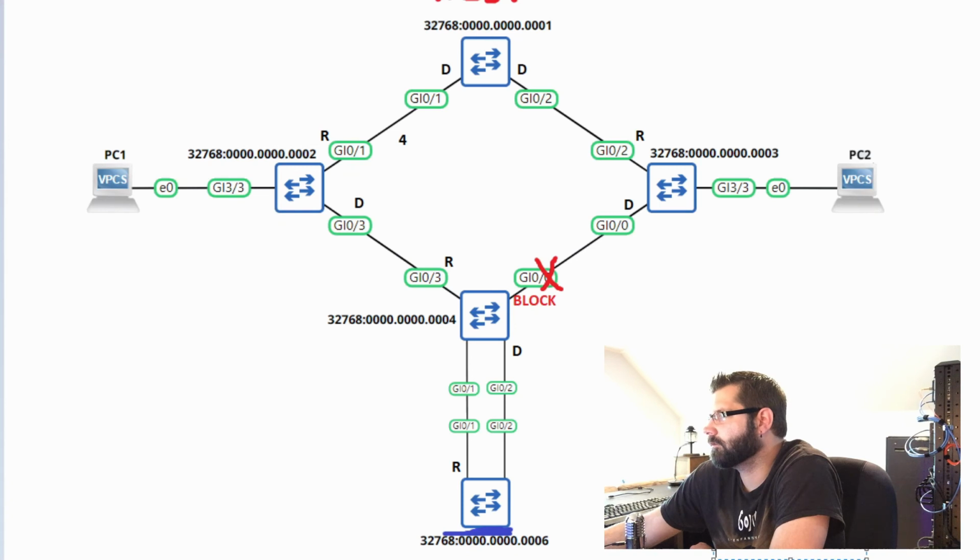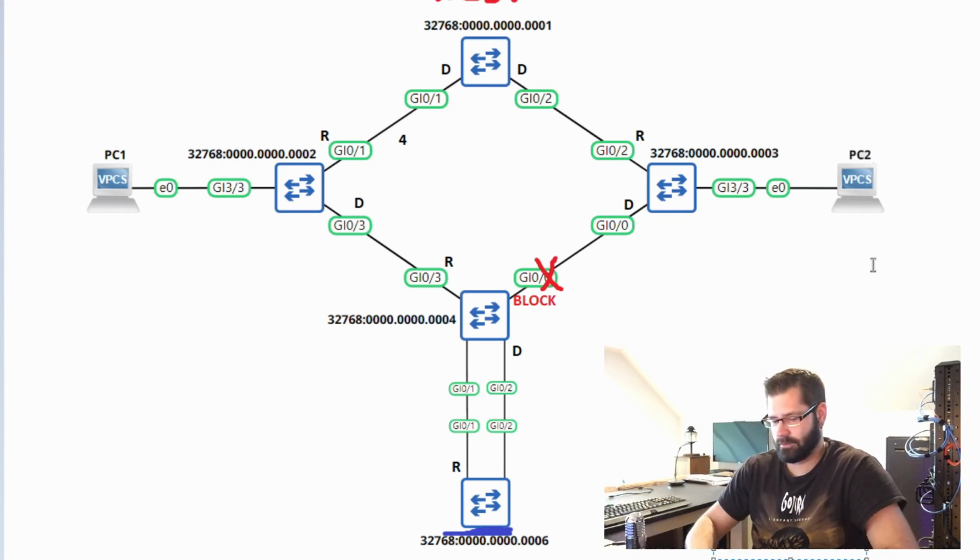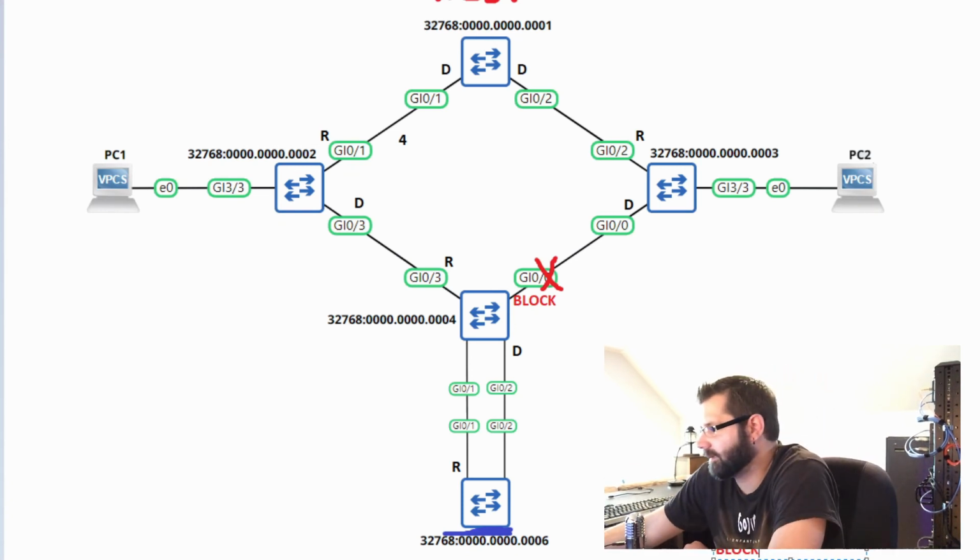So we would be designated there, and we would be blocking right here.